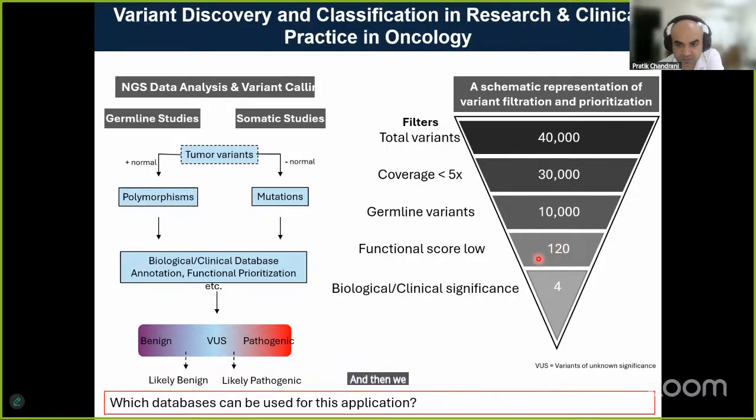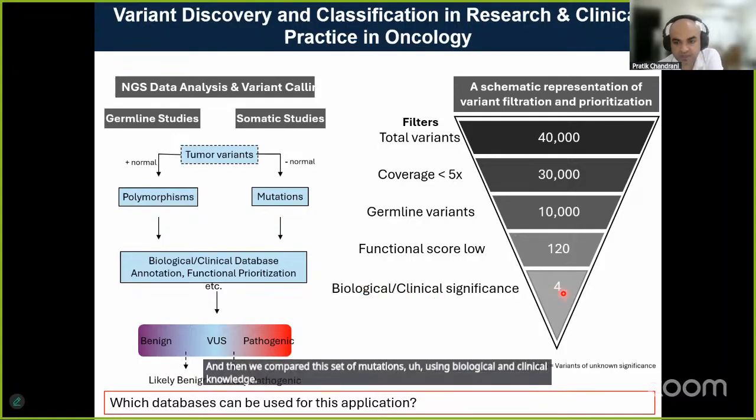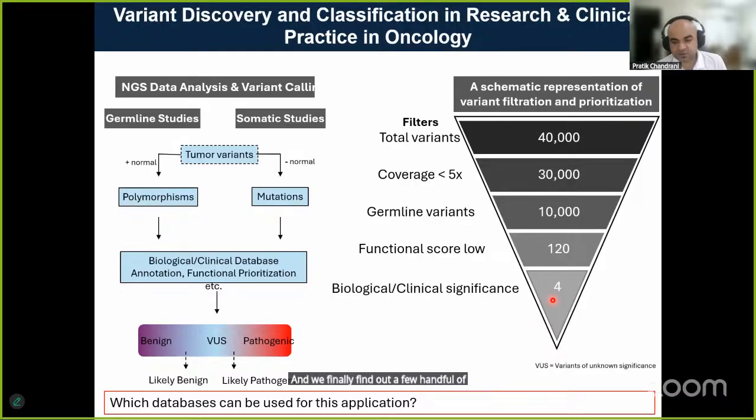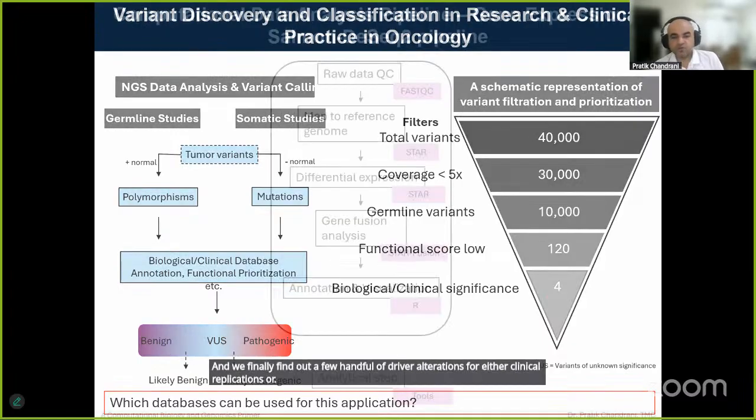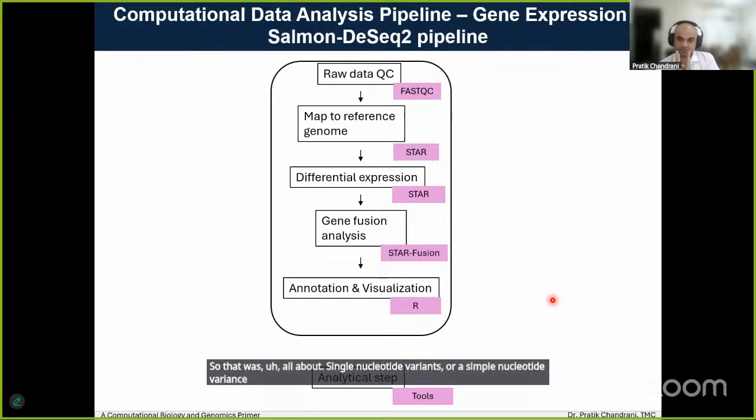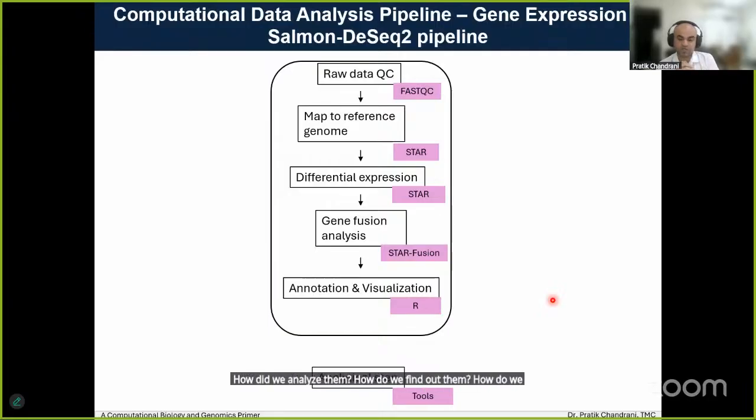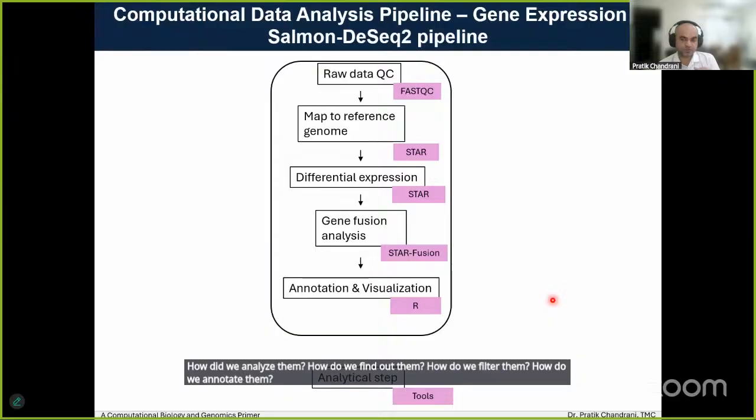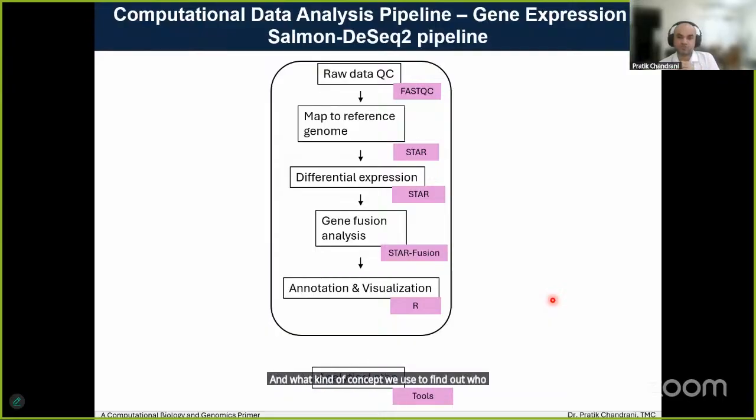And then we compare this set of mutations using biological and clinical knowledge, and we finally find a handful of driver alterations for either clinical applications or for practice in the biological lab. So that was all about simple nucleotide variants, including single nucleotide variants and insertion-deletion events. How do we analyze them? How do we find them? How do we filter them? How do we annotate them? And what kind of concept we use to find a handful of alterations to work with.